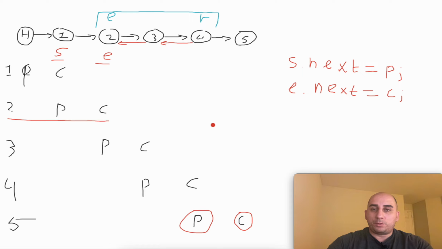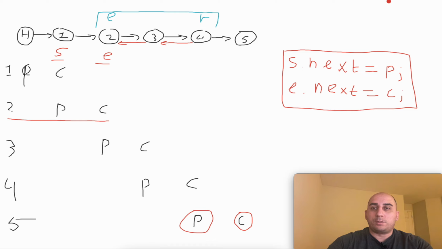We'll point the previous, which is the last element that we are reversing, and the end element, which is the first element that we start to reverse from, will point to the next element that comes after the right, which is the current element. So that's it. That's the algorithm that we are going to use to solve this problem.